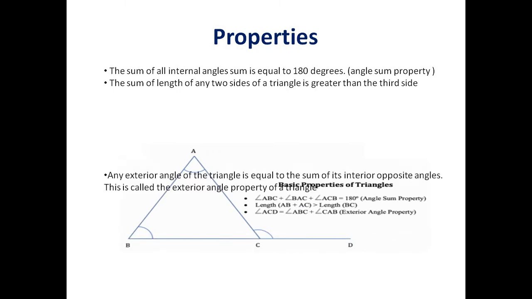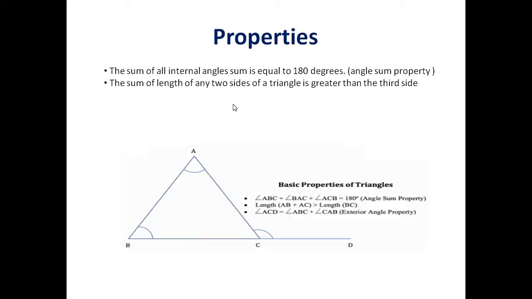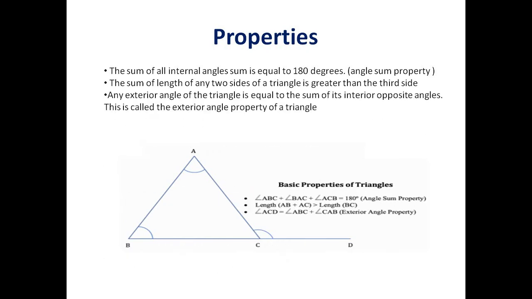We are just trying to recall the properties which you are already aware of. And the last one is, any exterior angle of the triangle is equal to the sum of its interior opposite angles. What does it mean? If you look at this, this is my exterior angle. This exterior angle is equal to the sum of the two opposite angles, angle A and angle B. So these two angles' sum is equal to this exterior angle. That is what we have written here.